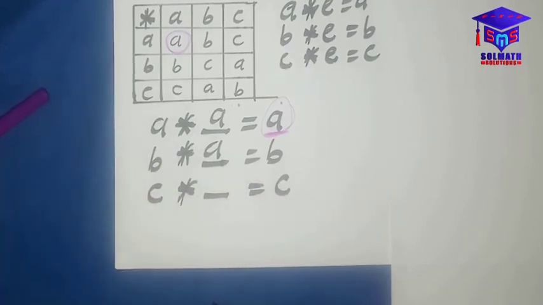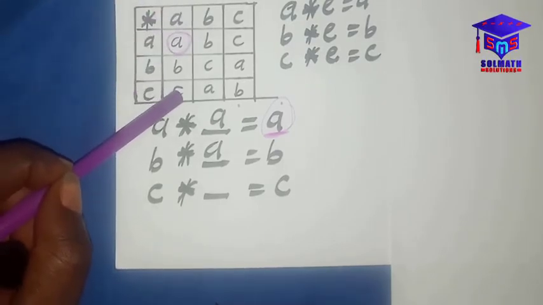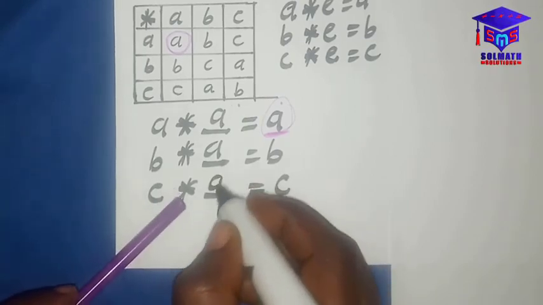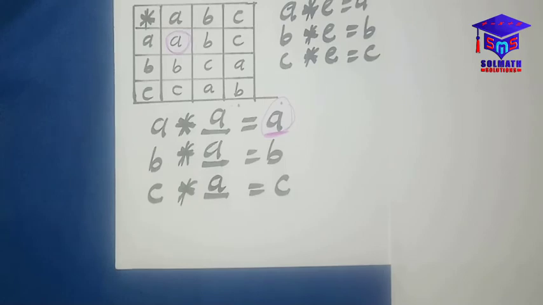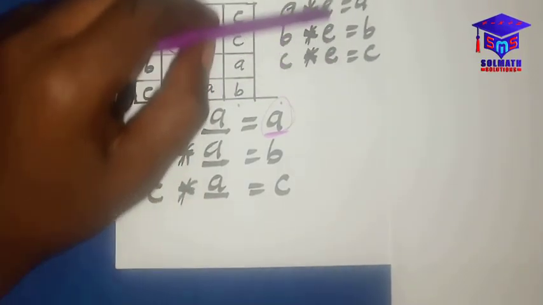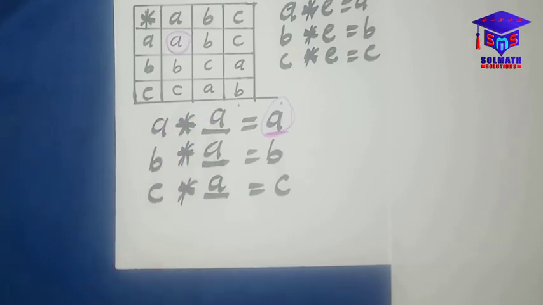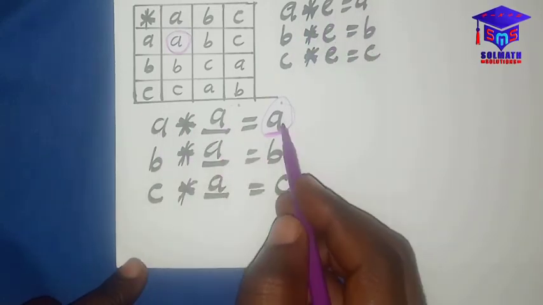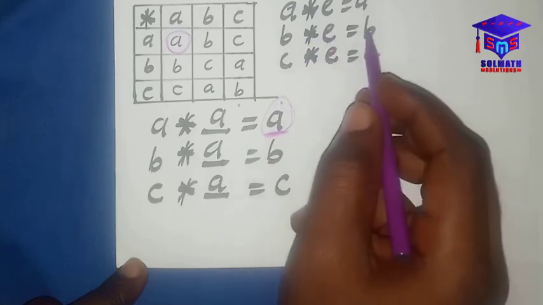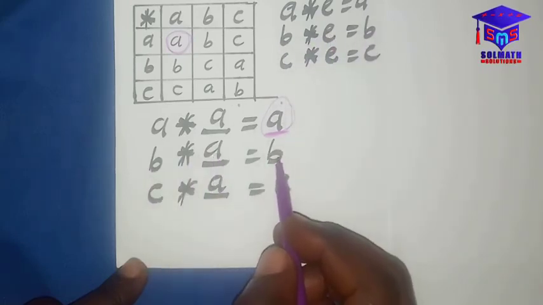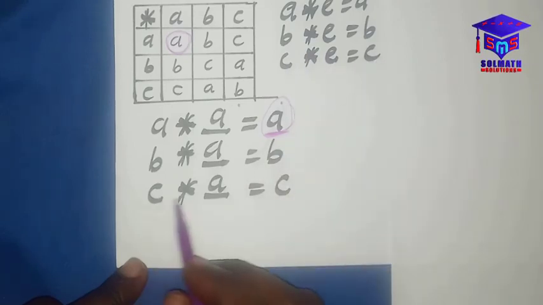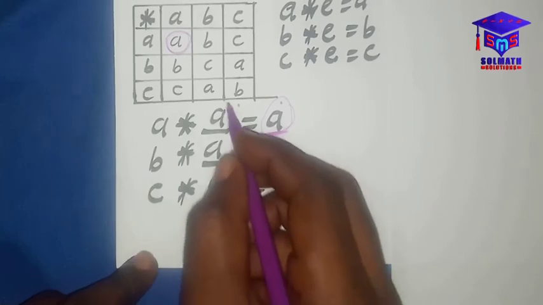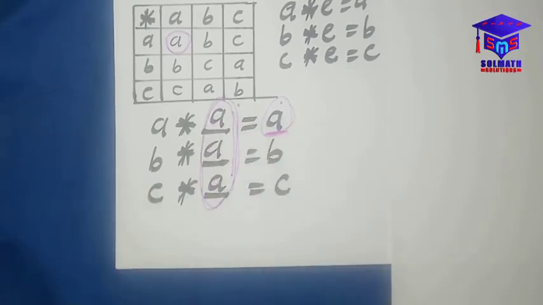Now I'm giving you 3 seconds to find the answer. Good. So now you have C operation A giving us C. So you realize that the identity element E is A. You realize that A operation the identity element is giving us A, and so A operation A is giving us A. B operation the identity element is giving us B, so you have B operation A giving us B. C operation the identity element will give us C, so you have C operation A giving us C. Therefore we can say that the identity element is A. Is that right? Good.